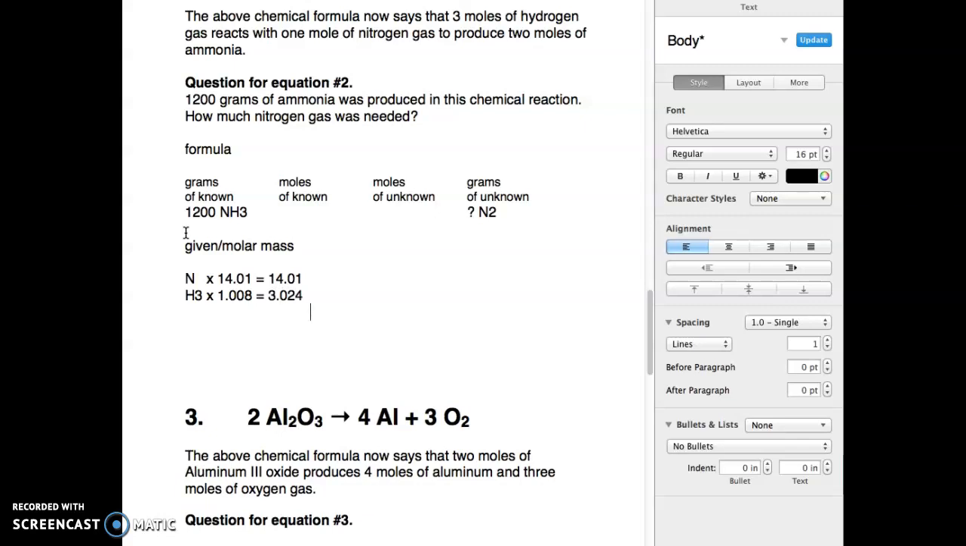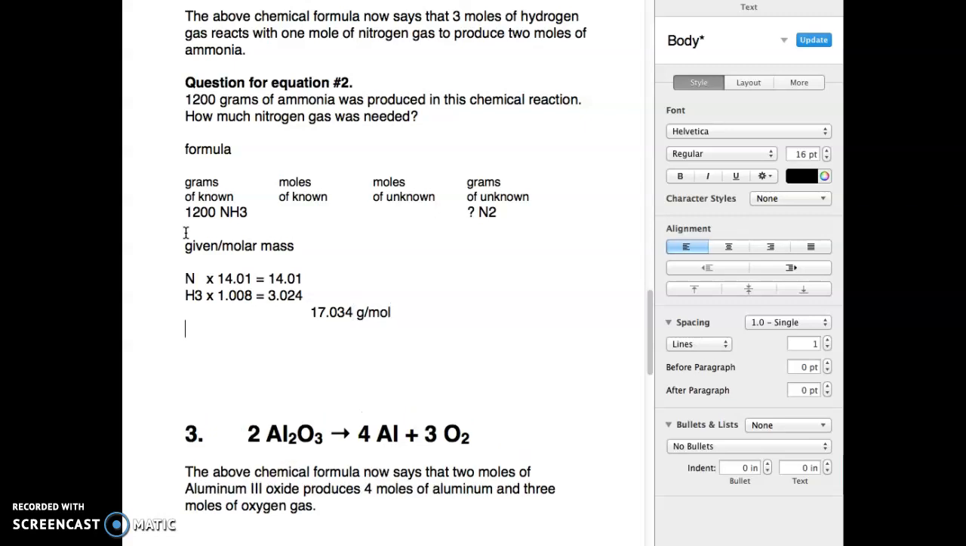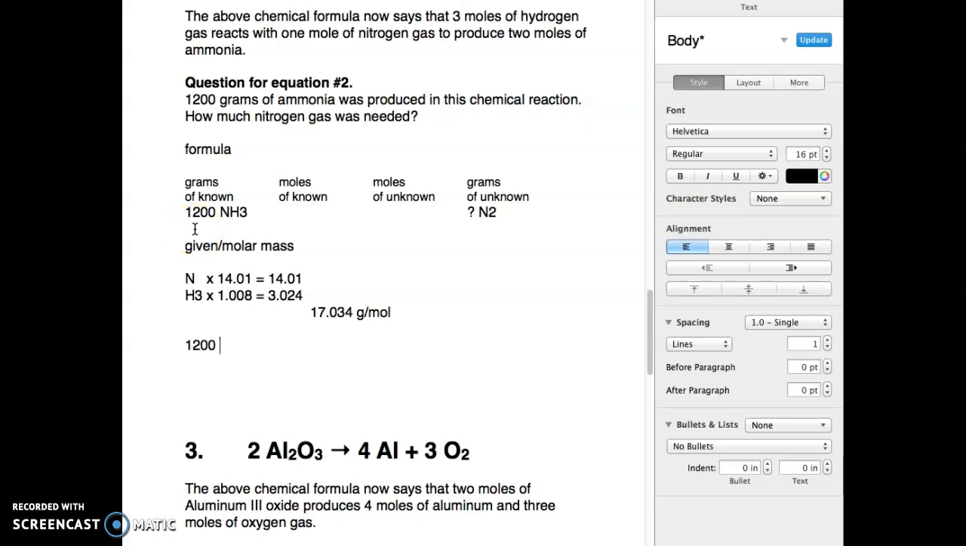So the molar mass for the ammonia comes up to 17.034 grams per mole. But you don't have 17.03, you have 1,200. So the way you come up with the number of moles you have, you take your 1,200, divide that by your 17.034. This equals how many moles of the known you have, 70.447. So that's how many moles of the ammonia you have.